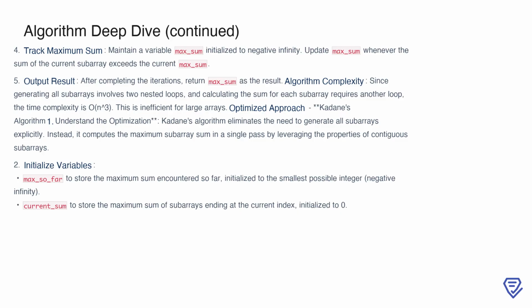To address this inefficiency, we turn to Kadane's algorithm, a more optimized approach. Instead of generating every subarray explicitly, Kadane's algorithm calculates the maximum sum in a single pass through the array. It does so by maintaining two key variables, max_so_far, which tracks the largest sum encountered, and current_sum, which represents the maximum sum of subarrays ending at the current index.